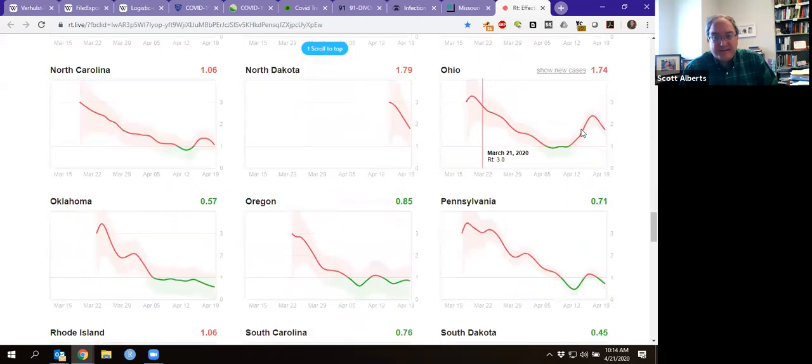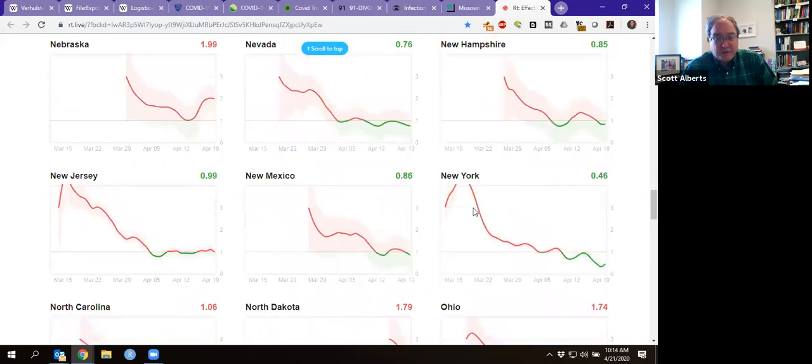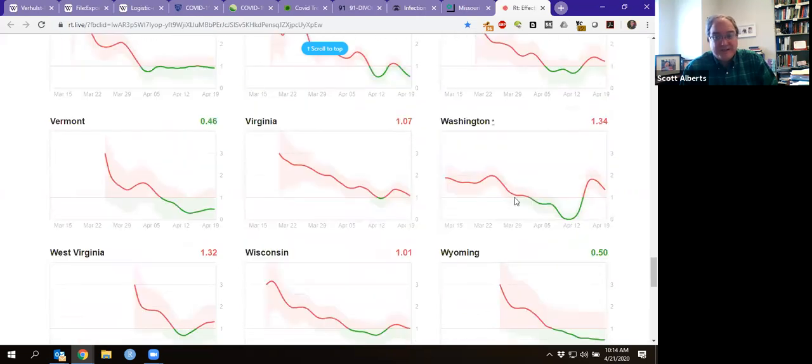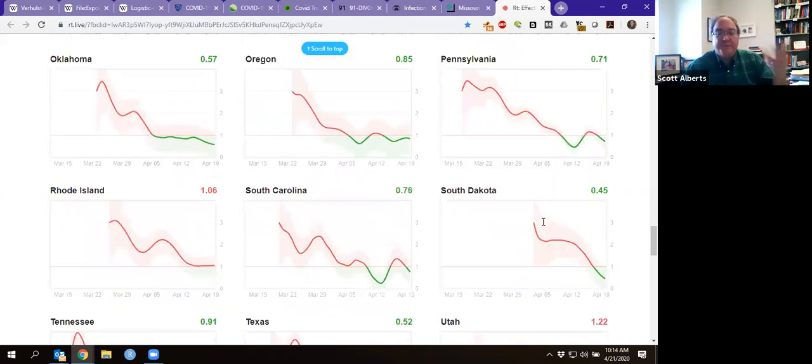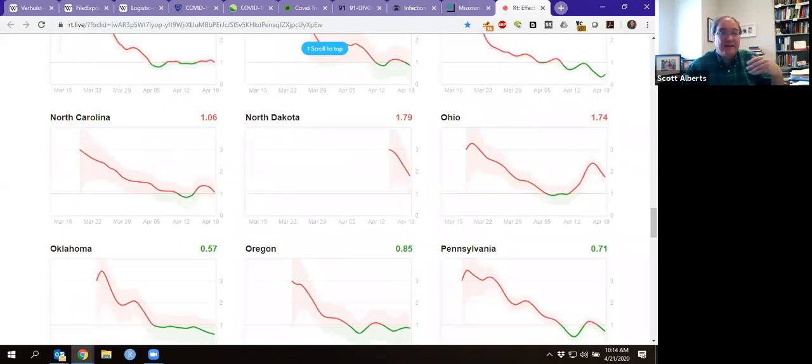Ohio has had a couple bumps, which is a little bit scary. Pennsylvania actually got good and then popped up again. New York has been moving in a good way for quite some time, but again, they had an uphill battle. Washington, again, they're having their second peak that is a little bit scary, but it looks like they've turned the corner on that.